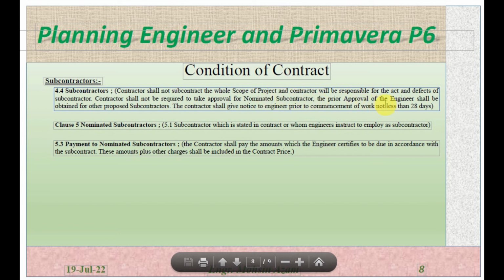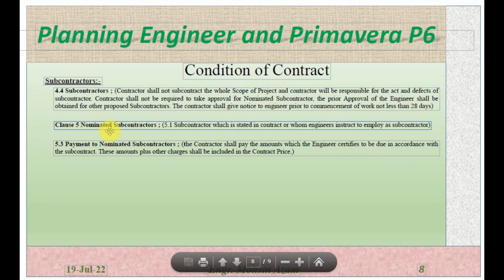The prior approval of the engineer shall be obtained for other proposed subcontractors; for all other subcontractors, the approval of the engineer is required. The contractor shall give notice to the engineer prior to commencement of the work, not less than 28 days. So once the contractor is ready for the commencement of work of any subcontractor, he has to serve a notice not less than 28 days.